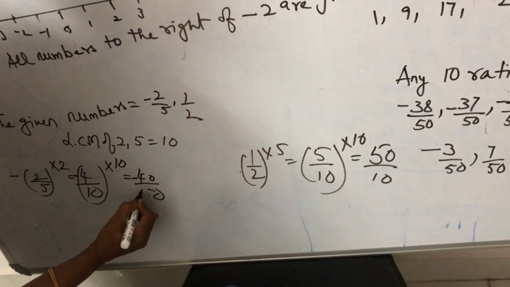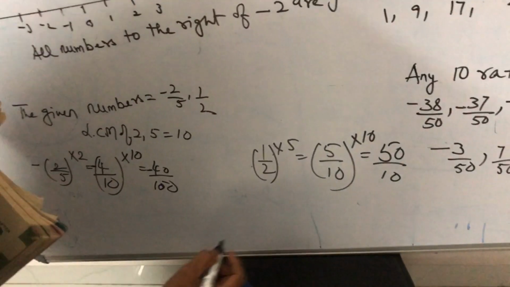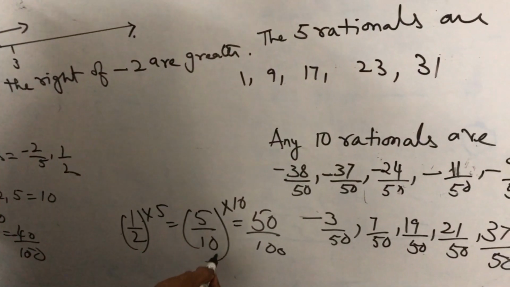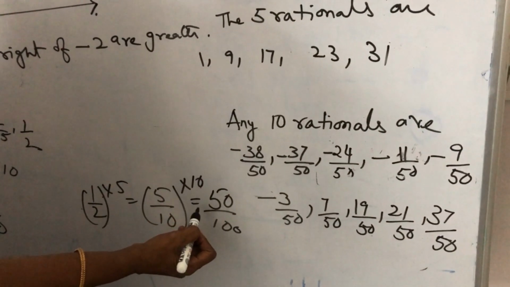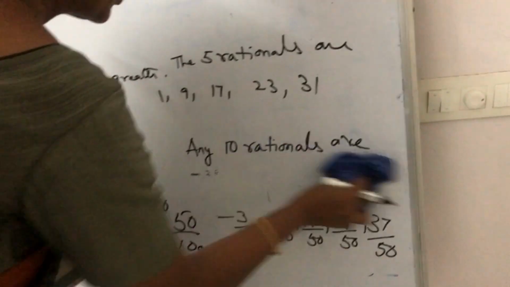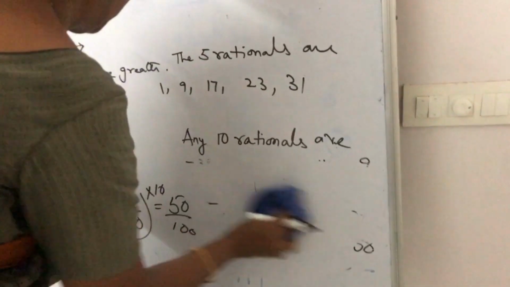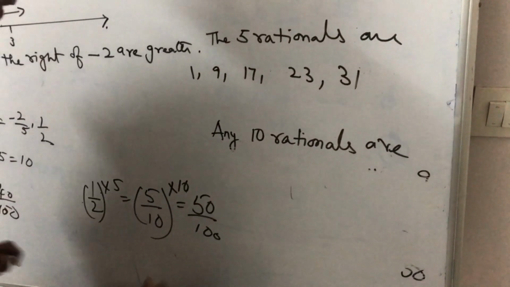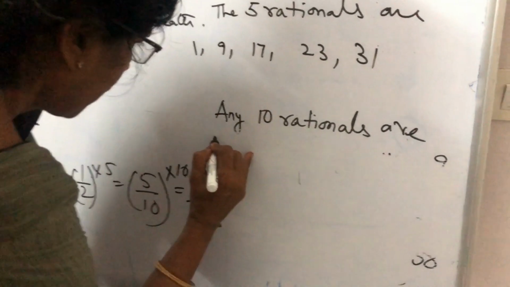Minus 4 into 10, 40. 10 into 10, 100. What is 5 by 10 into 10? 50 by 100. Any 10 rational numbers between minus 40 and 50, any 10 you can write, girls.